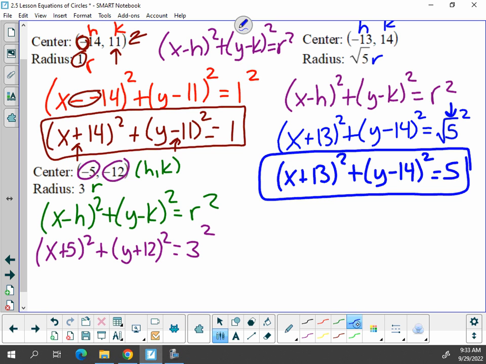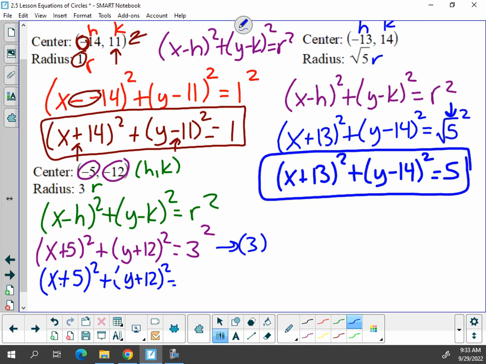And then I can clean that up. 3 squared, if you don't know what that is, we can go into the calculator. 3 squared is 3 times 3, which is 9. Never be afraid to use Desmos if you need it. That's why we have it. It's a useful tool.